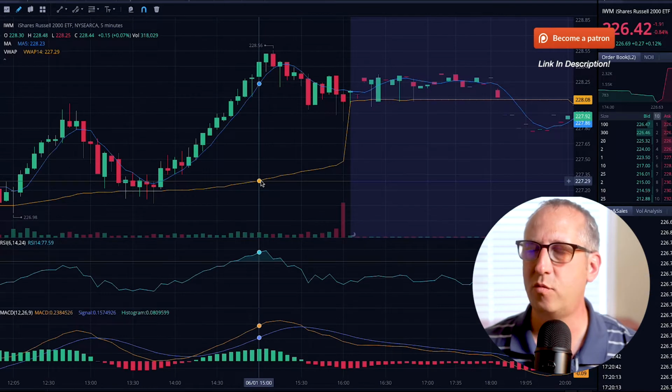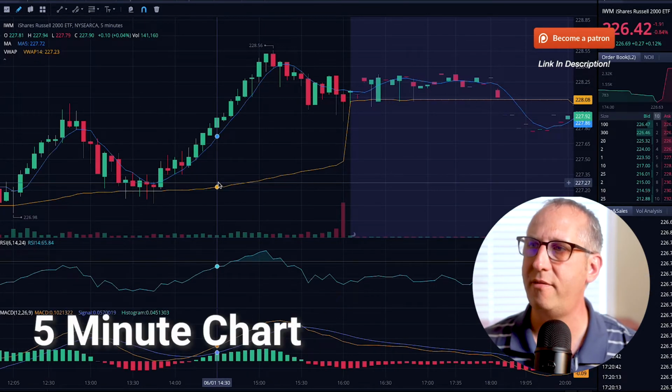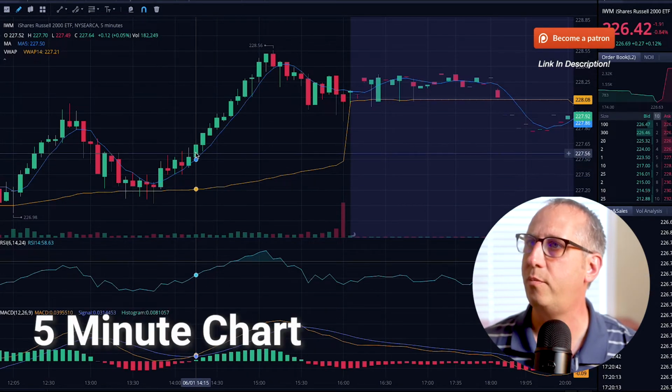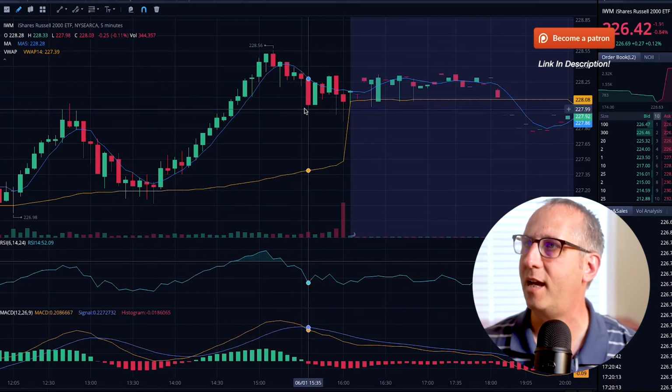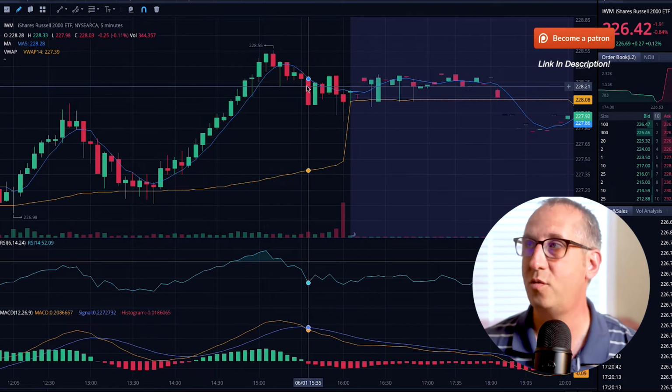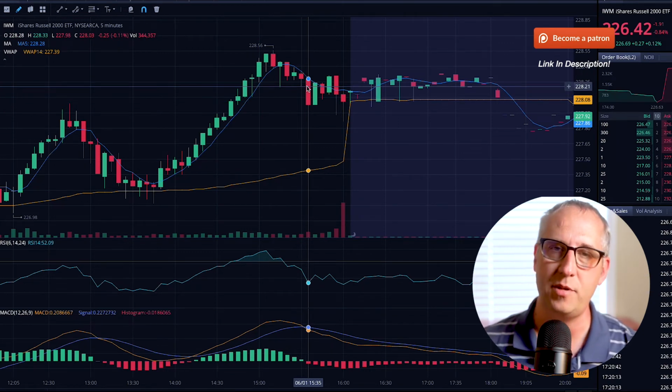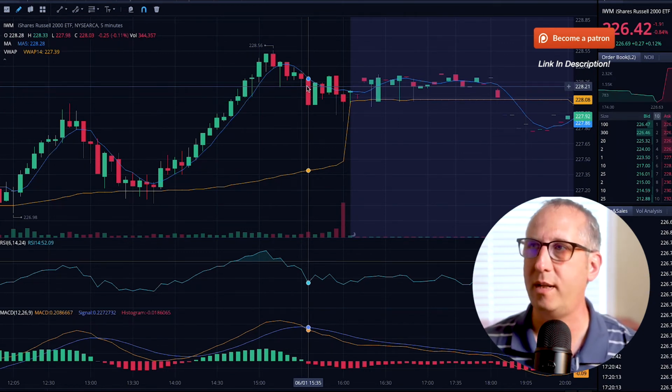So utilizing this really works on any time frame. Here's the 5-minute. We have an entry point here of 227, and you can see again an exit point up here, and this would have been 228. If you had a call option associated with that, you would be looking at a really nice substantial gain.